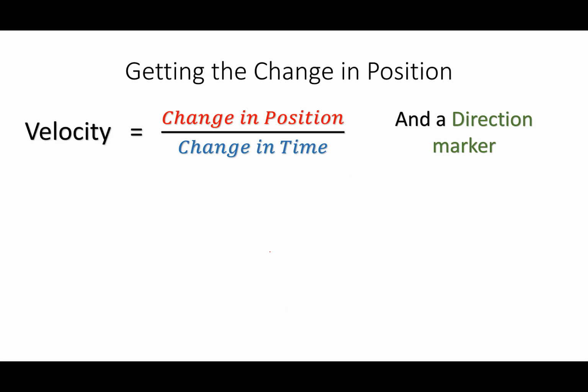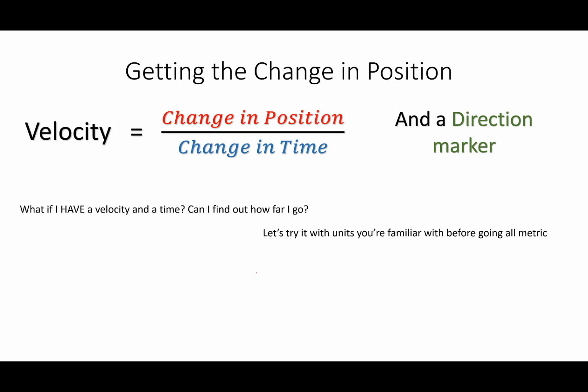So, getting the change in position. Let's say that you don't get the distance and the time. You get something else. What they give you is the time and the velocity. Can you figure out how far you go? Well, let's think about it with units you're familiar with, because you'll probably be able to do it in your head. If you go 60 miles per hour forward for 1 hour, how far do you go?